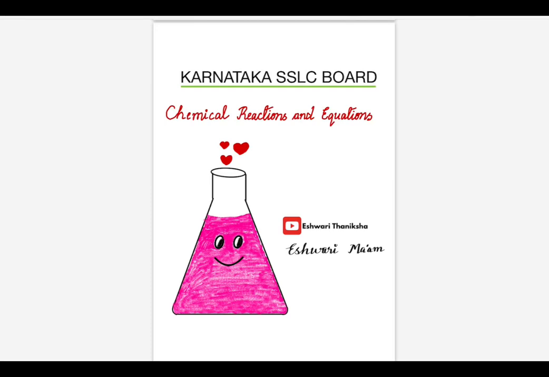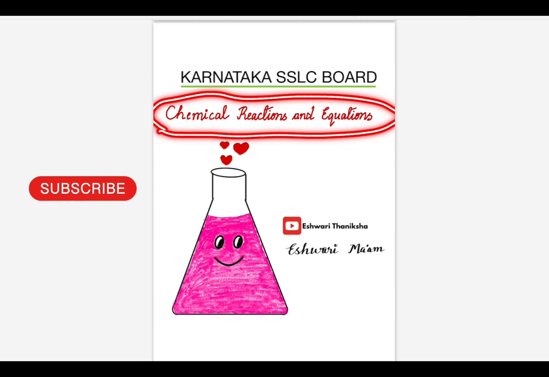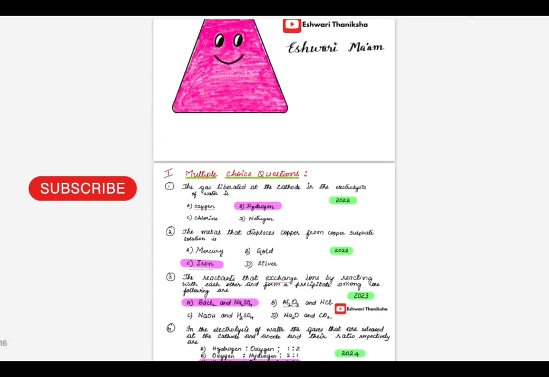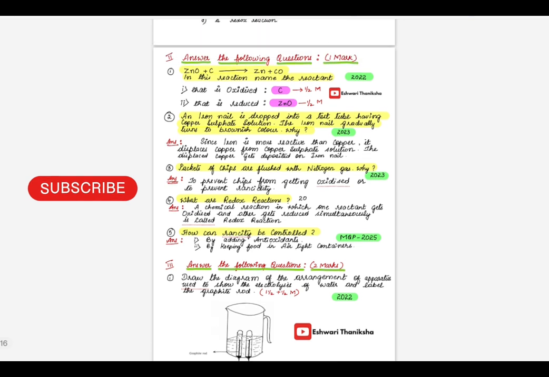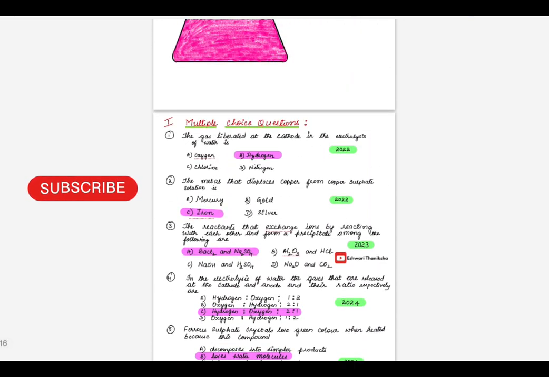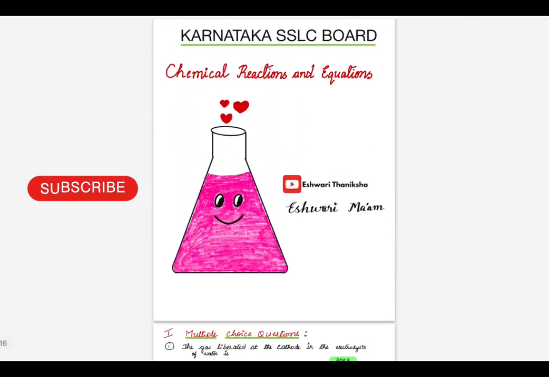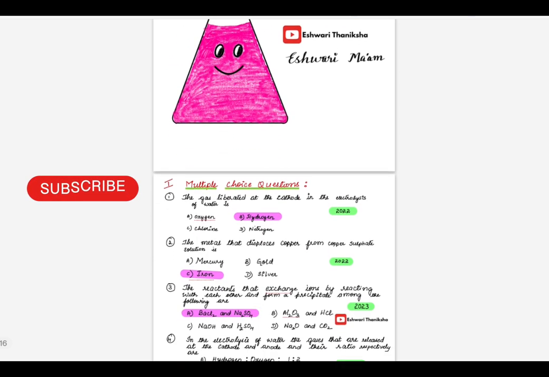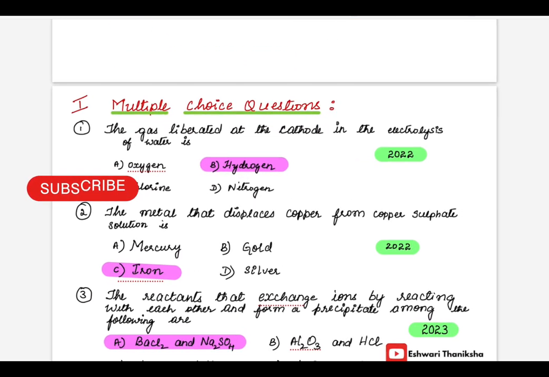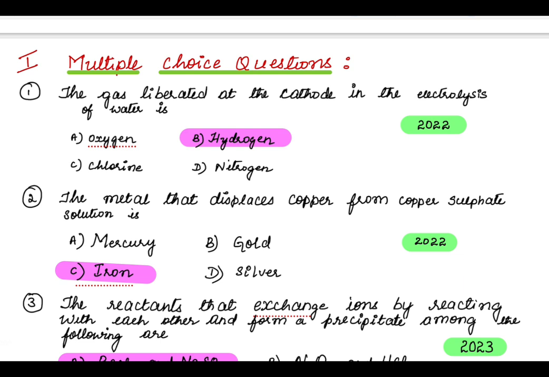Students, in this video we are going to revise previous year questions from the chapter Chemical Reactions and Equations. This PDF is available in my Telegram channel. You can download and use it for your coming board examination. So first, let us start with the multiple choice questions.